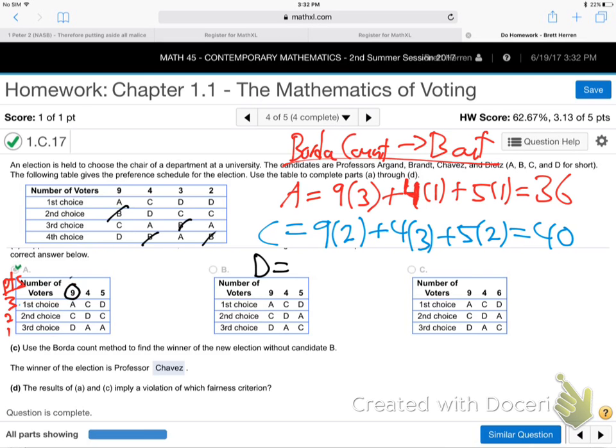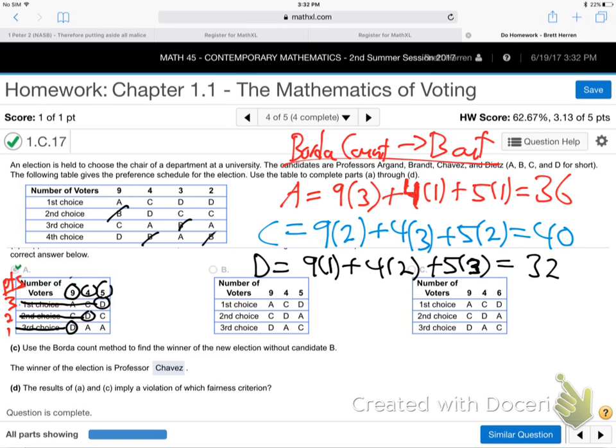These 9 people put D at 1 point. These 4 people put D at 2 points. And these 5 people put D at 3 points. Nine, 24, and 8. Is it 32? I think. Is that it? Yeah. We good to there? Is that okay? Questions I can answer on those details?